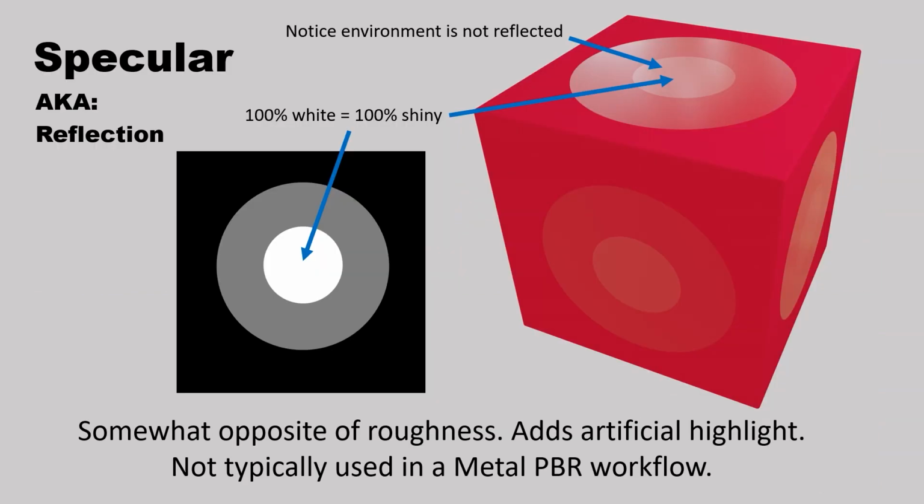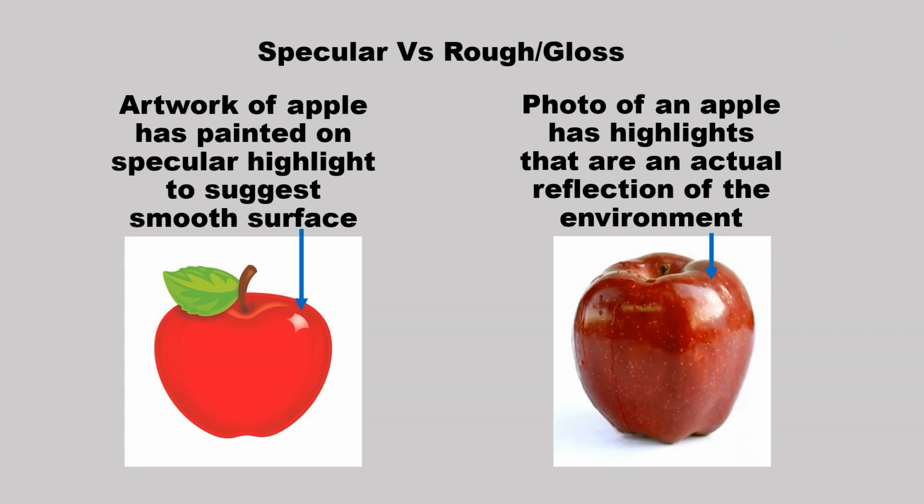Now, specular is not really part of the PBR workflow, but it's important to know about. Specular maps are an artificial reflection where 100% white will give us a kind of a bright, shiny spot. But notice that in that little circle in the middle of our bullseye there, it's really shiny looking, but there's nothing being reflected into it because it's not actually taking the environment into account.